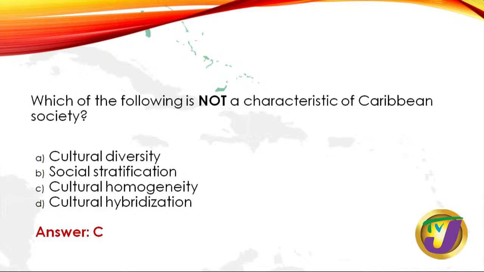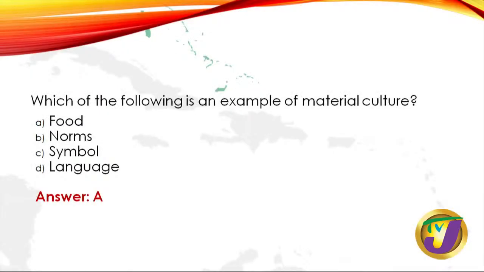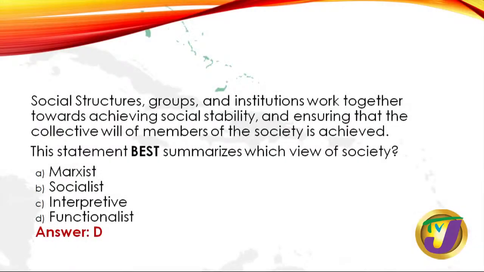All right? Next question. Which of the following is an example of material culture? A, food, B, norms, C, symbols, and D, language. Now, recall what we said material culture was, those tangible things. So the answer to that would be A, food, because food is tangible. Norms, symbols, language, those are not tangible aspects of culture, but they are a part of culture nonetheless.